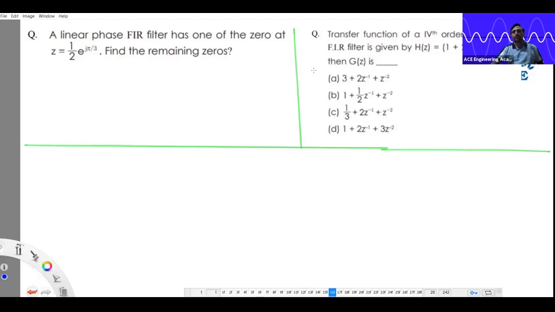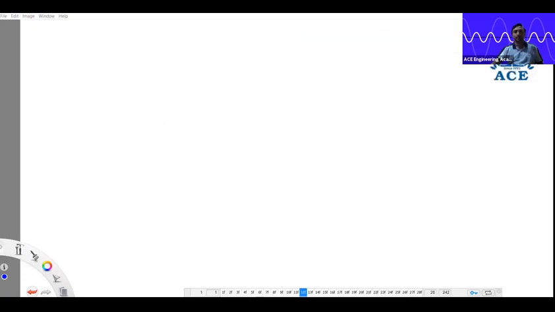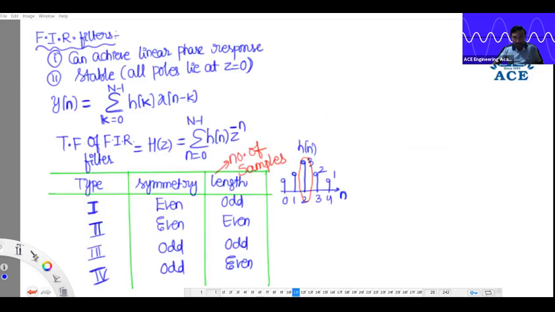A linear phase FIR filter has... Wait, I will finally give. Some fellow has asked about the previous slide. 12F is empty, nothing I kept.